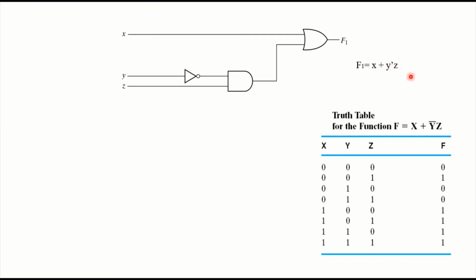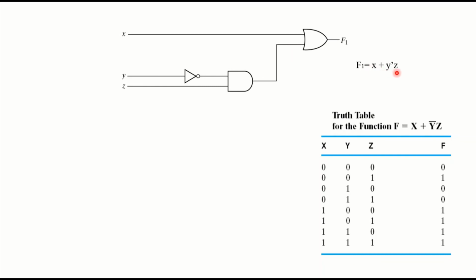So how can we draw this Boolean function? We can see that these are two terms, so here the ORing of two terms. So we will have a two input OR gate for this function. The two input OR gate is shown here. At the first input we are having x. For the second input, this term y bar z.